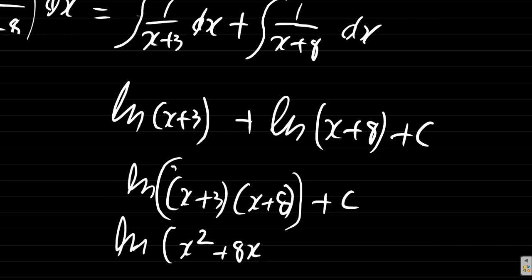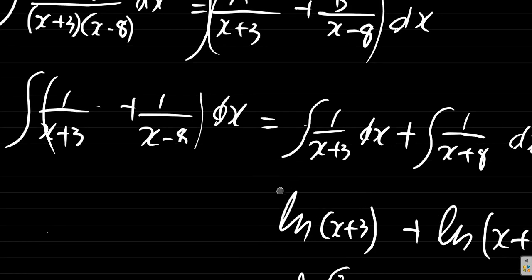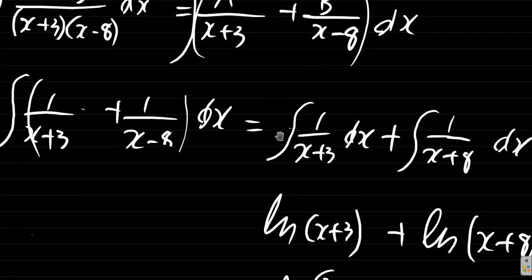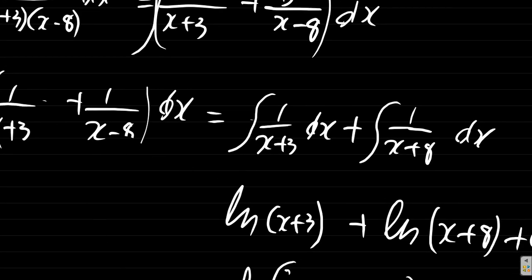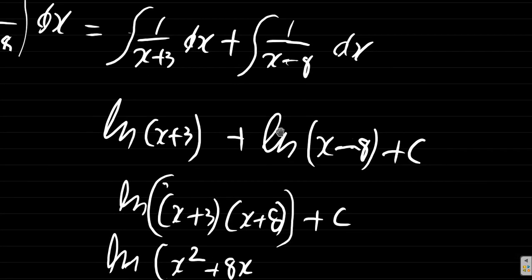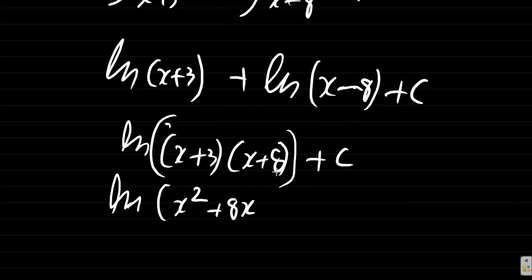Oh, by the way, hold on. What do we have? x minus 8, x plus 3 times x minus 8. Why did I change it to plus? That was a mistake. It's an x minus 8. Should be a minus 8. This here should be a minus 8. Alright, so my mistake there.